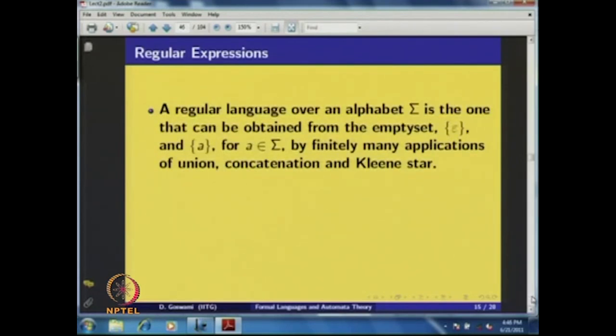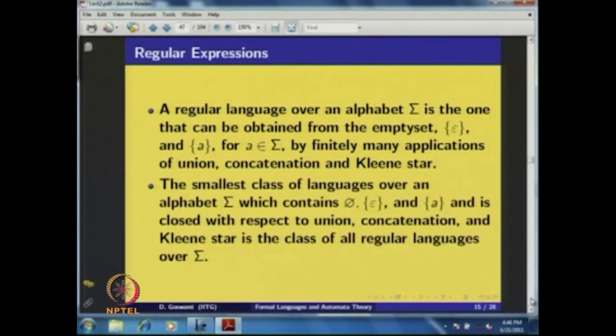So, a regular language over an alphabet sigma is the one that can be obtained from the empty set, singleton epsilon and singleton a for every a belonging to sigma by finitely many applications of union, concatenation and Kleene closure. And the smallest class of languages over an alphabet sigma, which contains phi, singleton epsilon, singleton a and is closed with respect to union, concatenation and Kleene closure, is the class of all regular languages over sigma. So, this can be seen from the definition.